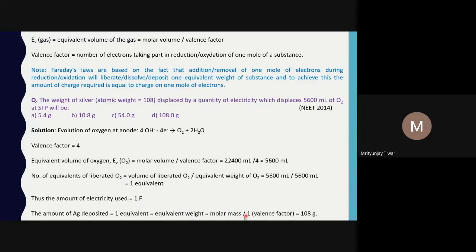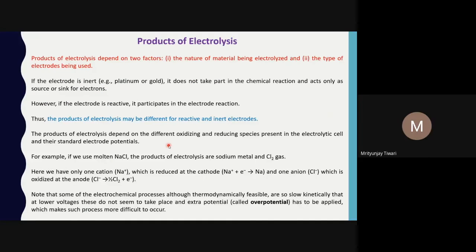1 Faraday of electrons will be used means the equivalent weight, simply the equivalent weight divided by 1, because the valency factor is 1. So 108 gram of silver will be deposited. And this way we can solve this kind of questions.